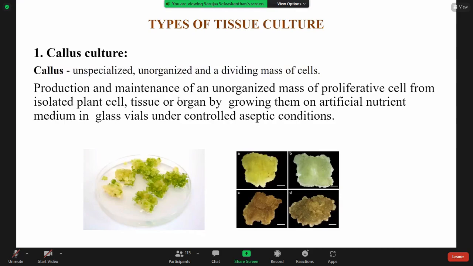Callus culture is the production and maintenance of an unorganized mass of proliferative cells from an isolated plant cell, explant, tissue or organ, by growing it on an artificial nutrient medium in glass vials under controlled aseptic conditions. What is callus? It is an unspecialized, unorganized, dividing mass of cells that is produced when we culture the explant in a growing culture medium in a glass vial under aseptic conditions.